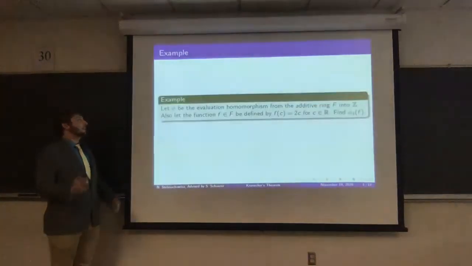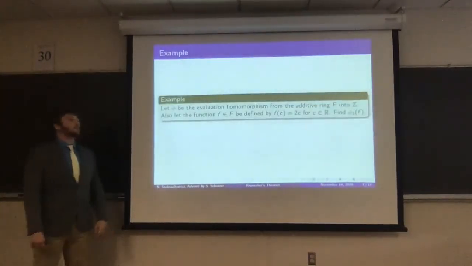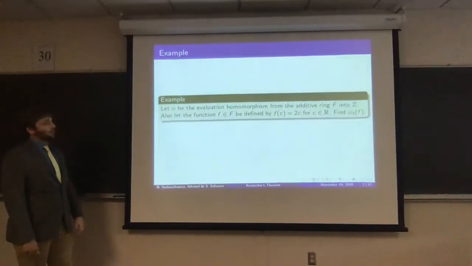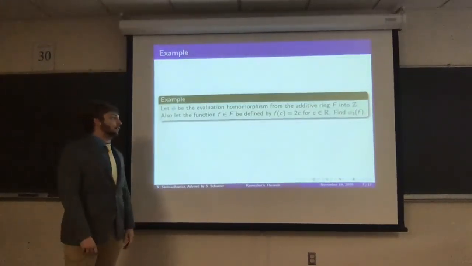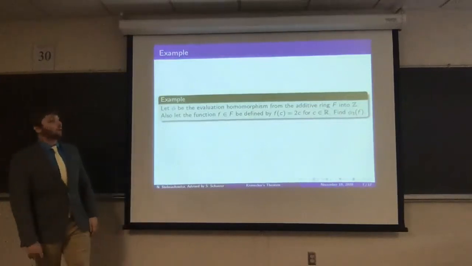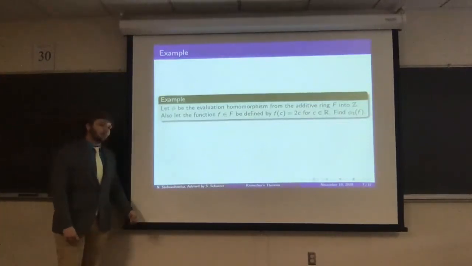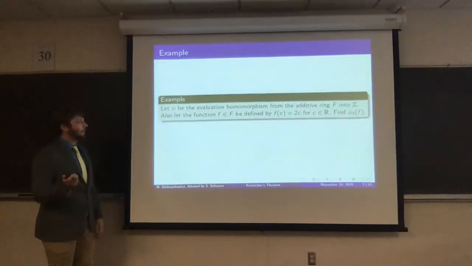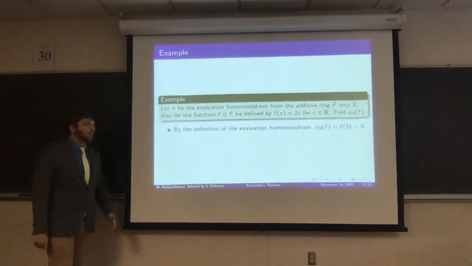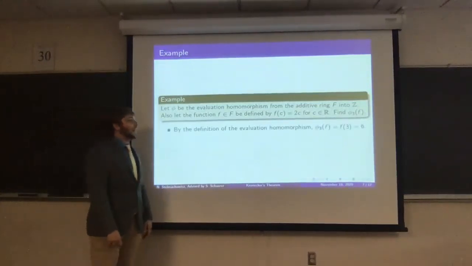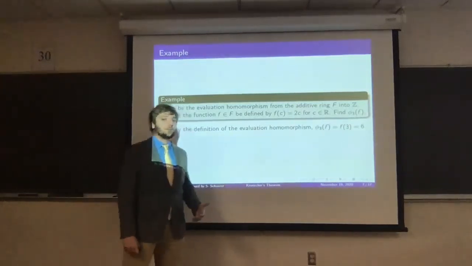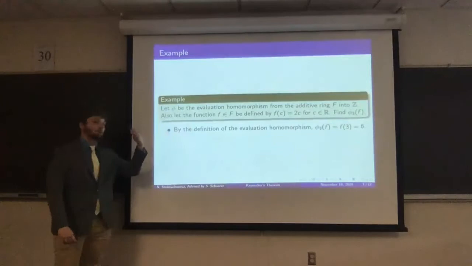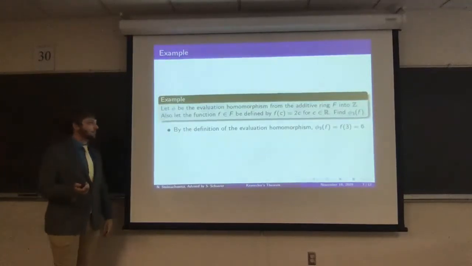To show an example of the evaluation homomorphism, I wrote up one here where we have a function f of c equal to 2c for all c in the real numbers. We're looking for phi subscript 3 of f. By definition of the evaluation homomorphism, phi subscript 3 of f is equal to f of 3. Plugging it in, 2 times 3 is equal to 6.